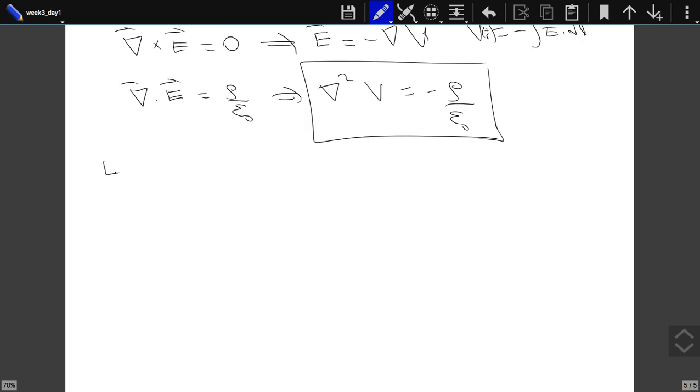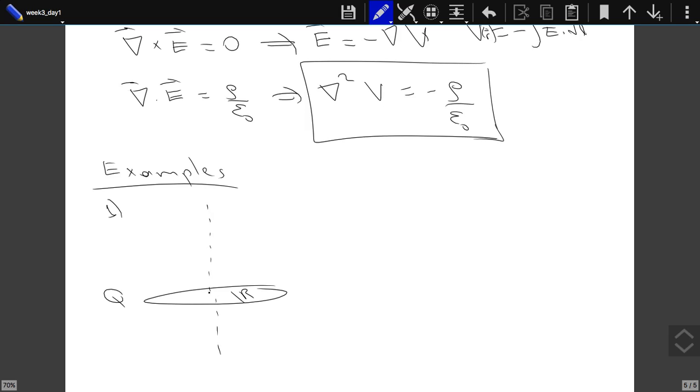Let's do some examples of the potential. Let's take the ring. We have a ring of radius r. It has a total charge q. Again, for simplicity, let's take this point just on top of the center of the ring at a distance d. What will be the potential?